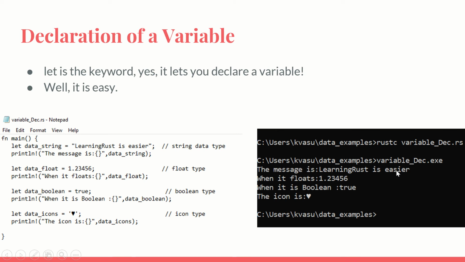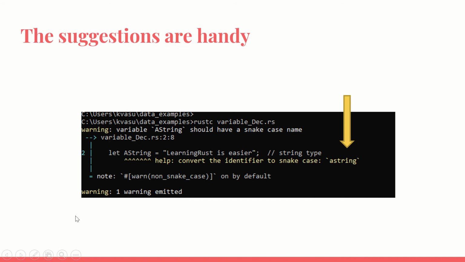When I run it, I'll get a file generated by the name variable underscore dec.exe, and when you run that further, you get the result. The message is learning Rust is easier. When it floats, I get the float value 1.23456. When it is boolean, I get a true or false, and in this case, I have put true. And when I want the icon to be printed, I can have the same printed as well.